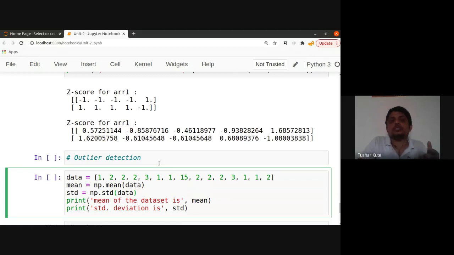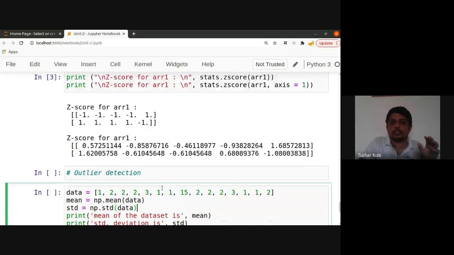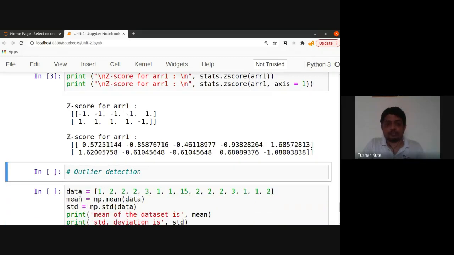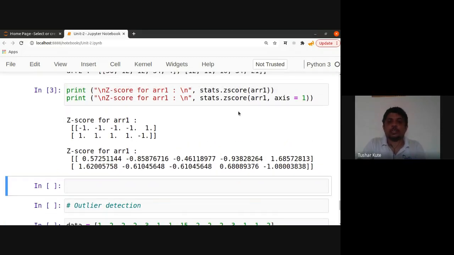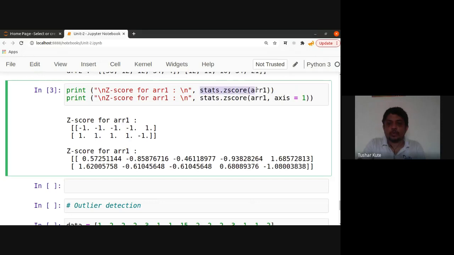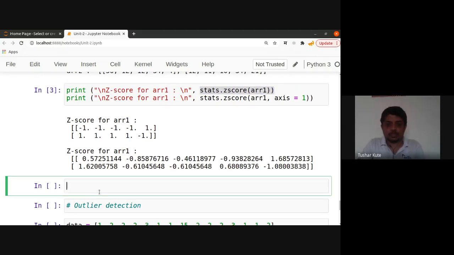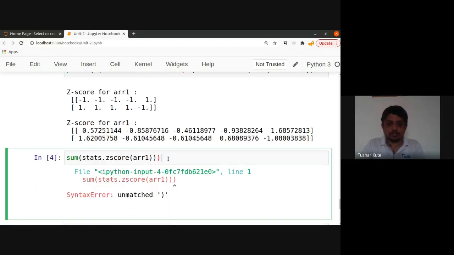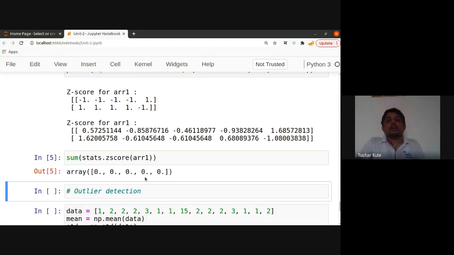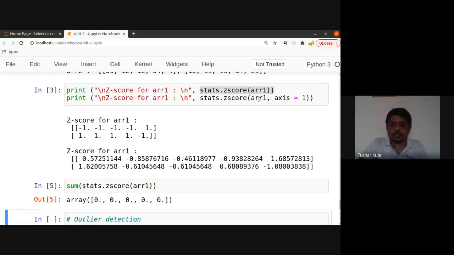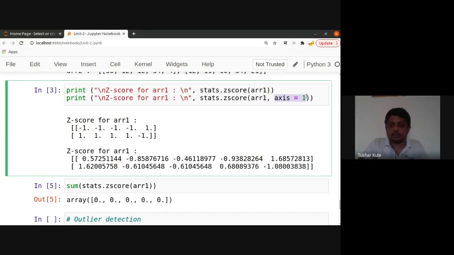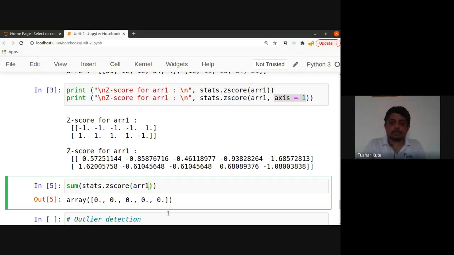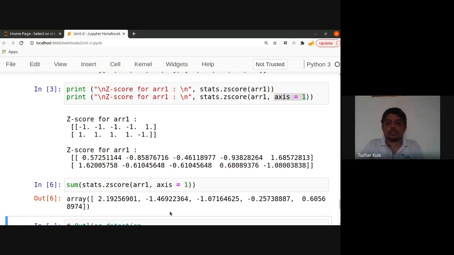See, even z-score calculation is also done on the data sets. Just a minute. You can see this one. The z-scores are calculated here. For example, the score which I am calculating here, if you just do a sum of all, you can see all of their additions are 0 for this case. And if you make it axis is equal to 1, this parameter, now see they are different.